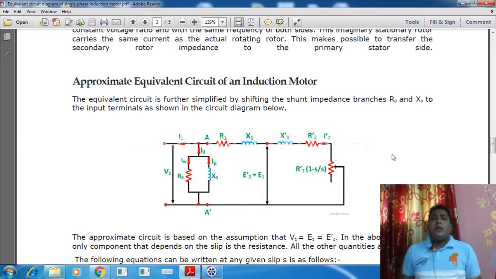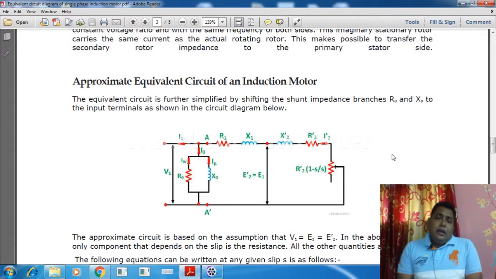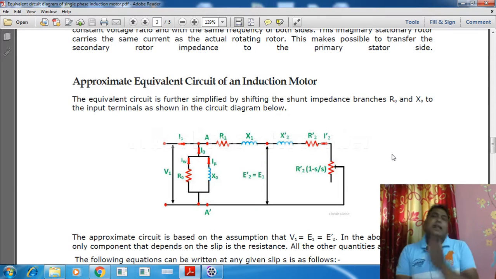So now we are going to combine the stator circuit and the rotor circuit, and find out the approximate equivalent circuit diagram of this single phase induction motor. When we combine the two, we have to refer the values either from primary to secondary, that means from stator to rotor side, or from rotor to stator side.